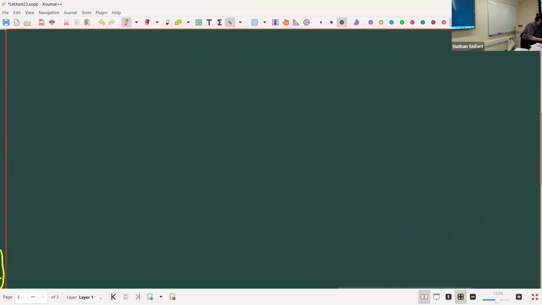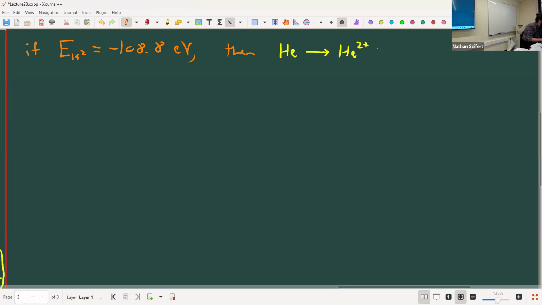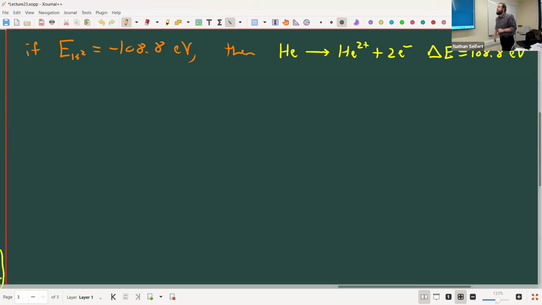Let's go to the next page. If the energy of the 1s2 state is minus 108.8 eV, then the energy required, or the voltage required, to take helium and remove 2 electrons, is 108.8 eV. Okay, so what we're going to do in our experiment is take some helium gas and run a voltage through it.